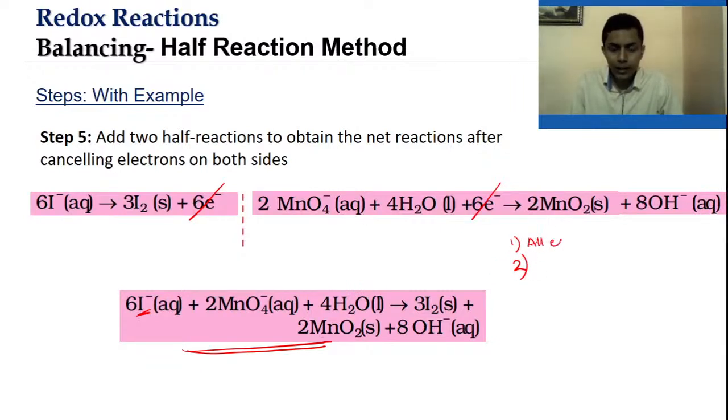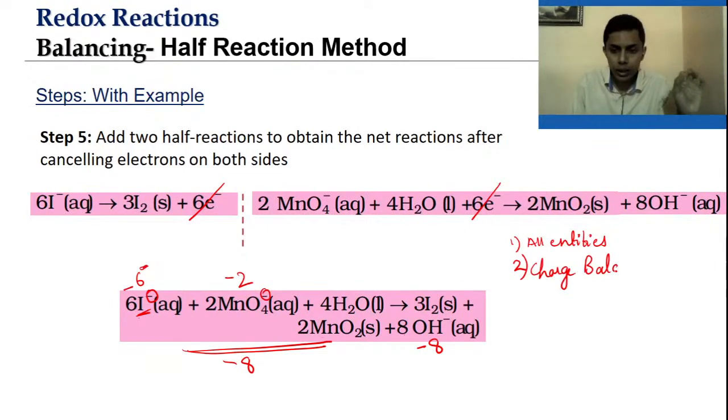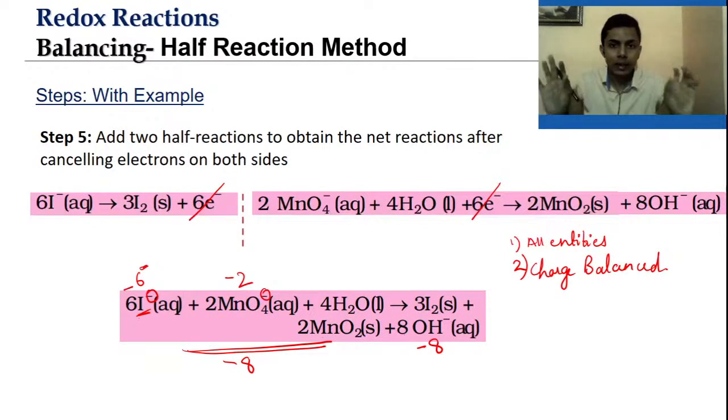All entities are balanced. And the second thing that you need to check is whether charge is balanced on LHS as well as RHS. Here you can see 6 minus, so that means minus 6 is the charge over here. Here it is 2 into minus 1, which is minus 2, whereas over here it is 8 into minus 1, which is minus 8. So minus 6 minus 2 is minus 8 on the LHS and minus 8 on the RHS. So charge also has to be balanced. So if these two things are balanced, then your redox reaction is balanced.